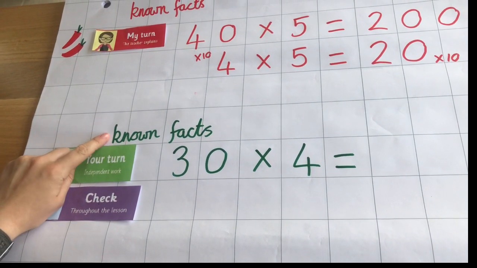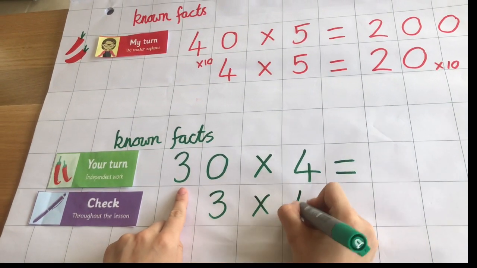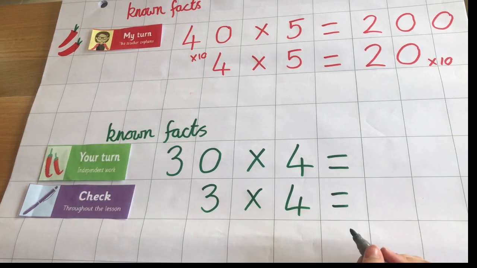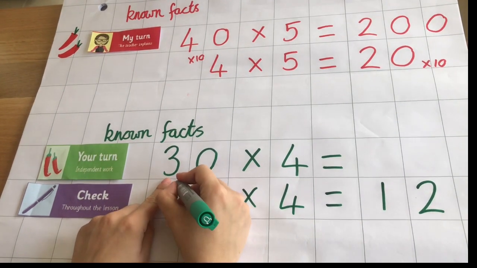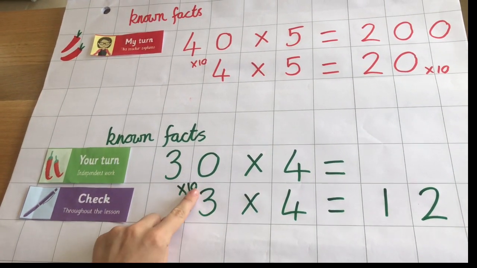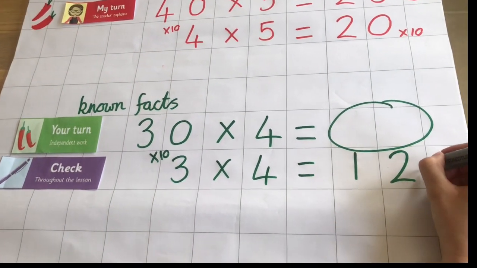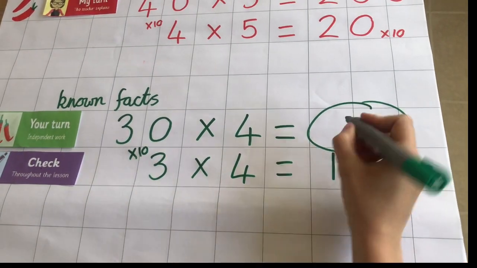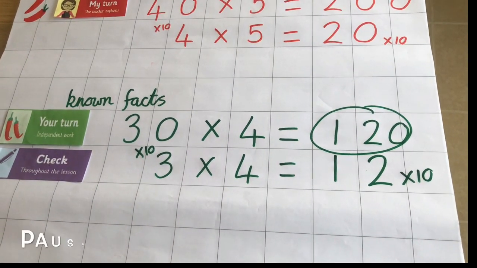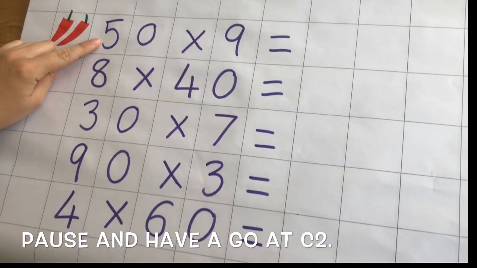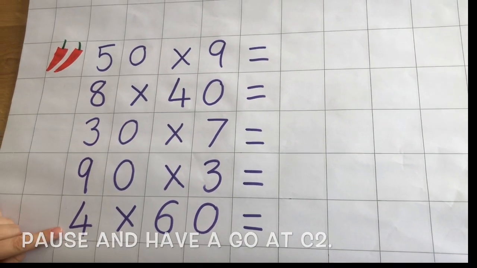So remember, we're using those known facts, the facts that we already know. So we already know 3 times 4 equals, what's the answer? Well done, it's 12. Now look, 30 is 10 times bigger than 3. 3 times 10 is 30, which means to find this answer here, we need to times 12 by 10, which is 120. That should be your answer. Now here are some Chilli 2 questions for you to pause the video and have a go at. Don't forget to use those known facts.